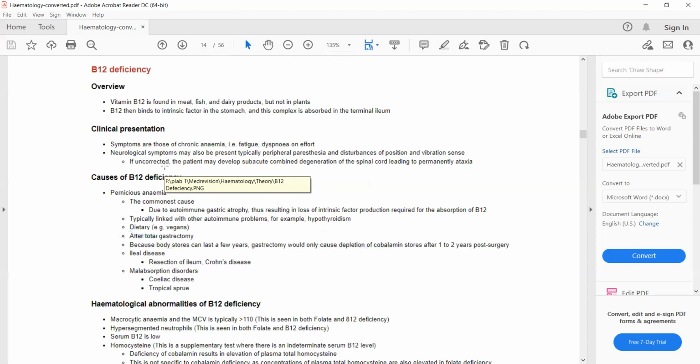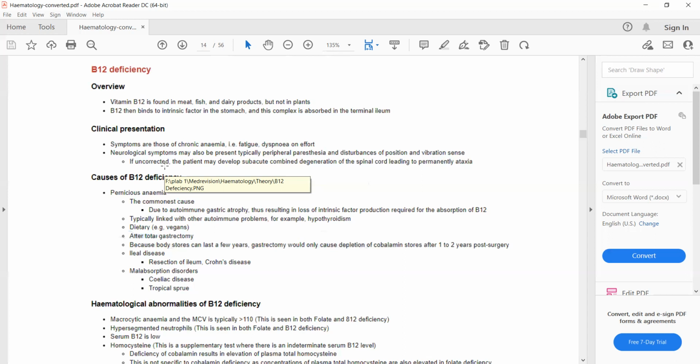So what is subacute combined degeneration? Subacute combined degeneration is degeneration of the tracts in the spinal cord because of deficiency of vitamin B12, because vitamin B12 is required for the myelination of the nerves in the central and peripheral nervous system. So if vitamin B12 deficiency is not corrected, it can lead to ataxia.